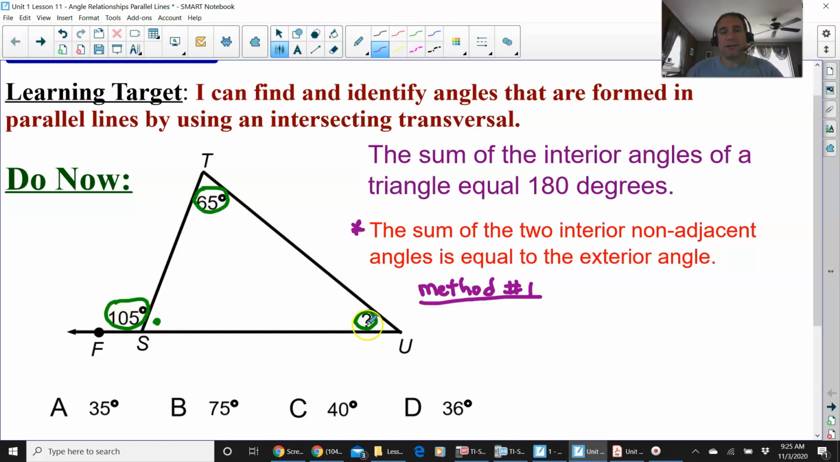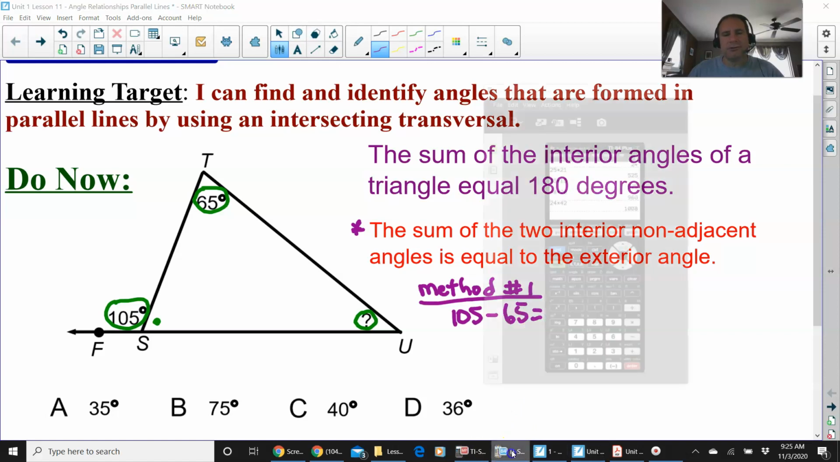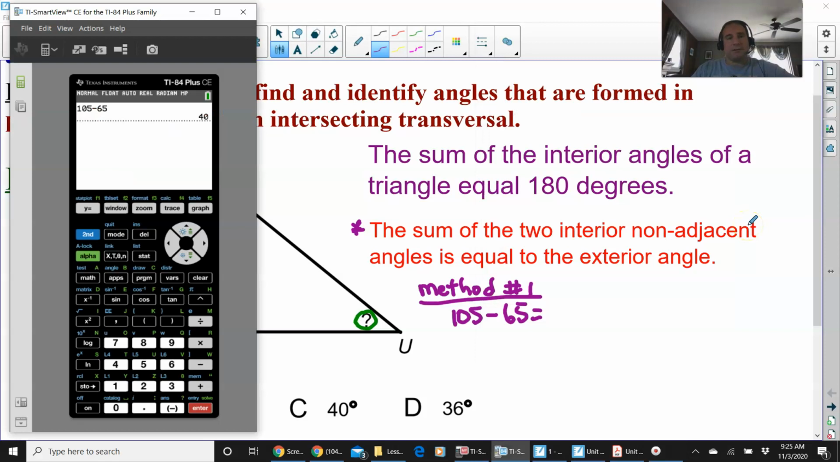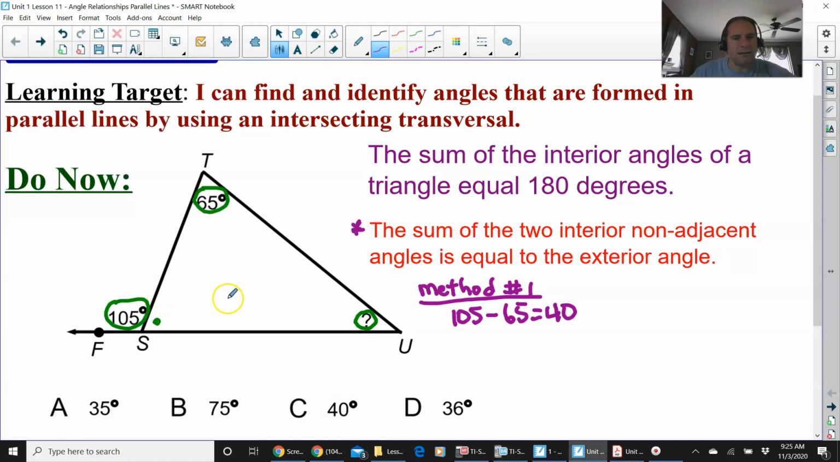So 65 plus some number will equal 105. So if you take 105 and subtract 65 from it, you should get 40 degrees. So we're going to just put 40 degrees down. And that means this angle right here must be 40, and that is C. That's method number one. That's the most direct method. That's the one I would like you to use.